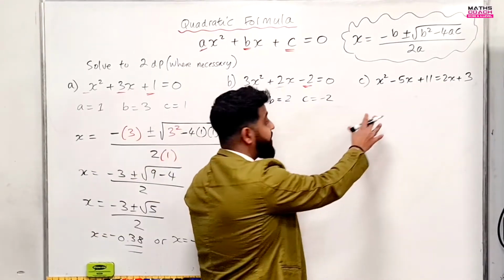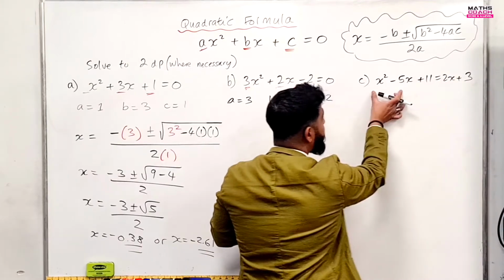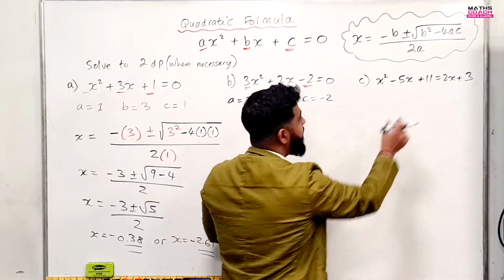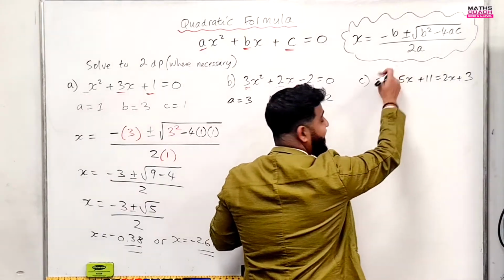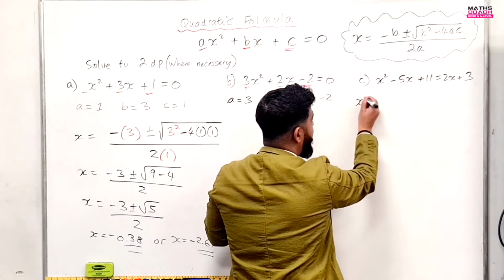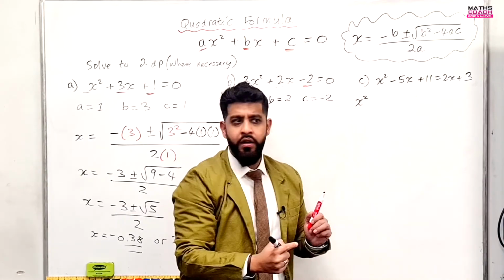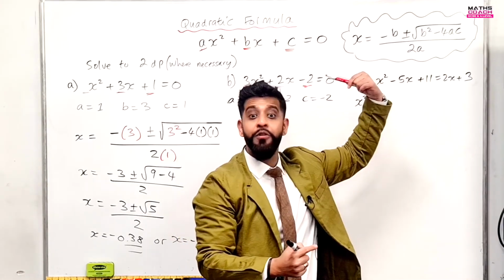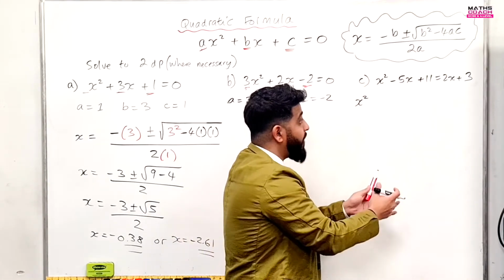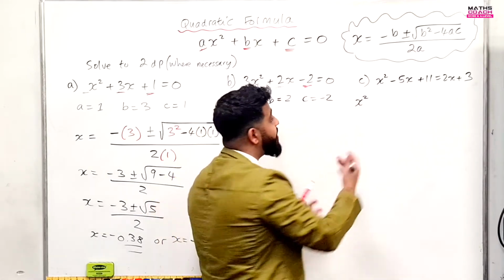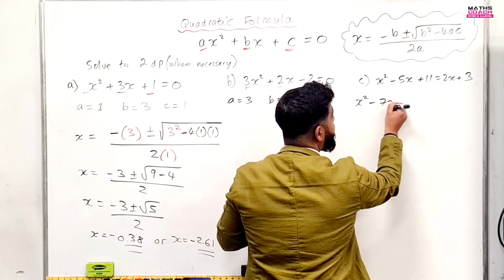So let's rearrange this. We're going to take all of this over to this side because we want to keep the x squared positive. So what do we have? There's no x squared coming over, so that's going to remain. So x squared. Now the minus 5x is going to be affected by this coming over. So what's the 2x going to do on the other side? It's going to become a negative. So minus 5x minus 2x, which is minus 7x.